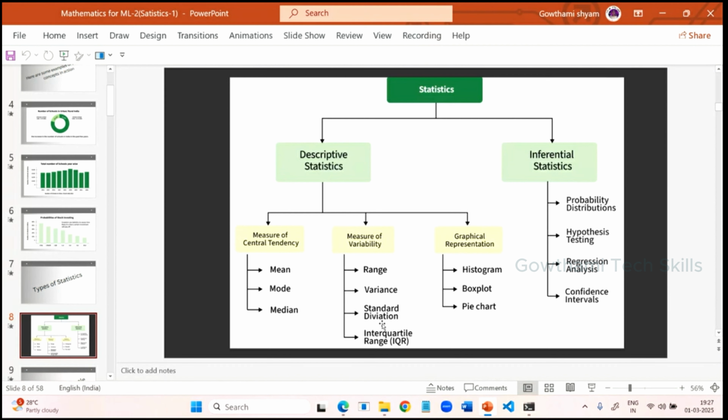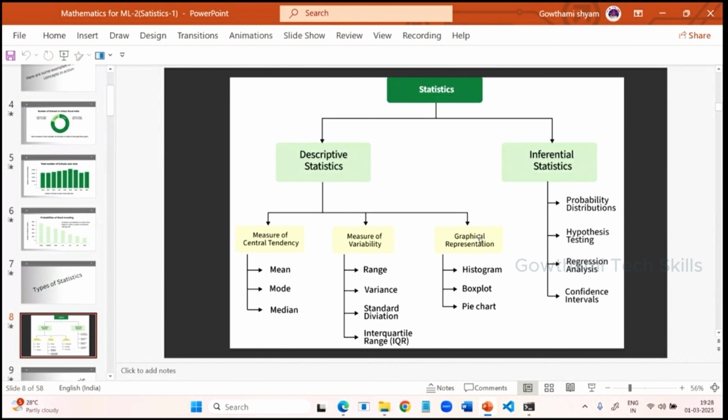And standard deviation. Standard deviation means how far away from the mean. So if you are giving a new value, how far away is the value from the mean value. And interquartile range, that means you have to know the percentages, means what the values under this percentage, how many values are below this percentage, how many values are below this percentage. To find out those things, we will make use of interquartile ranges. I'll explain this and all.